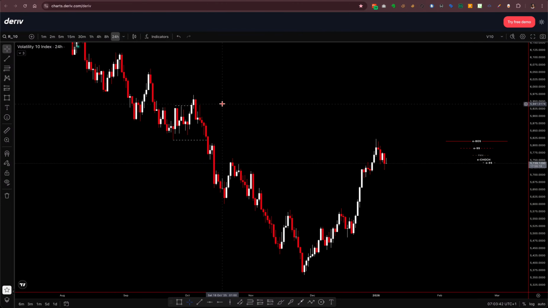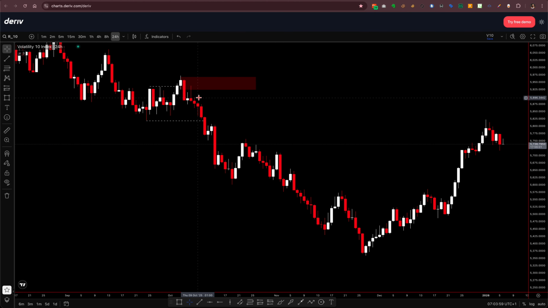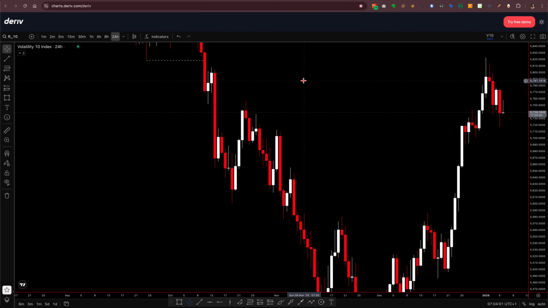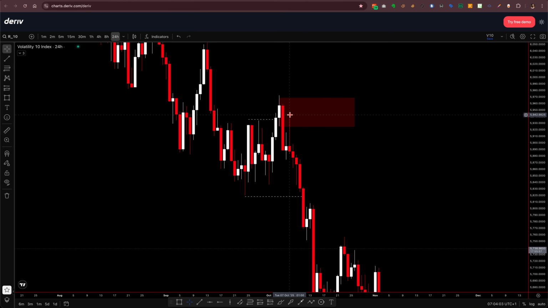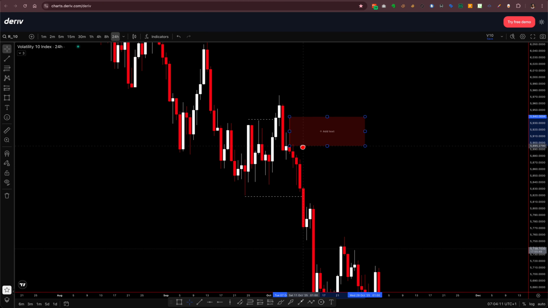So looking at this now, I can identify my POI from this point, and it would have been this guy, right? Just like the supply, but this supply has already been tested. If I zoom into this chart, you can see that this supply right here has been tested by this week, so it's as good as done. So the next POI I can pick would be this guy.